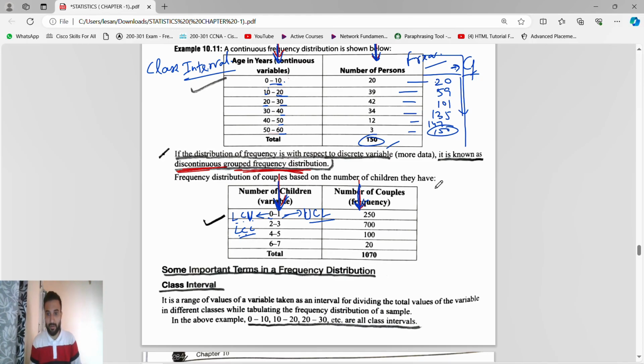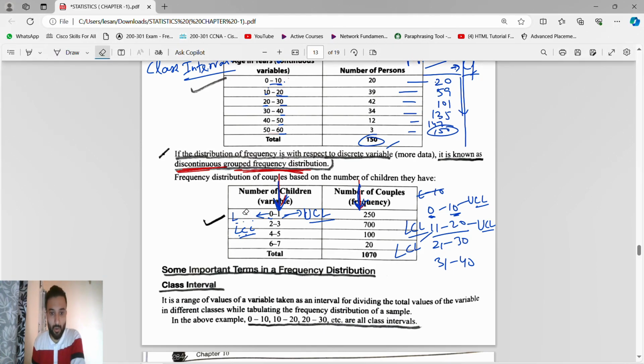Suppose I will write like this: 0 to 10, 11 to 20, 21 to 30, 31 to 40. What is 0? 0 is low, so it's a lower class limit, LCL. 10 is what? 10 is higher, so it will become upper class limit. Same, 11 to 20, 11 is the smaller, so it is the lower class limit. 20 is the higher, means upper class limit. So left hand side is the lower class limit, right hand side is the upper class limit.